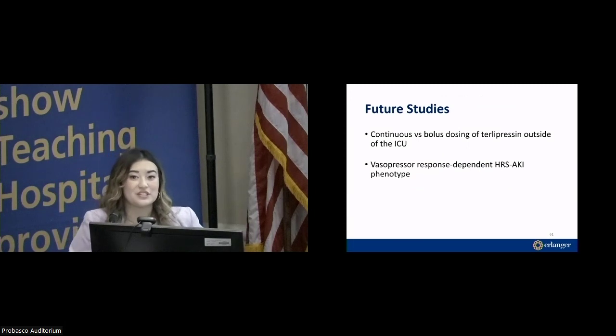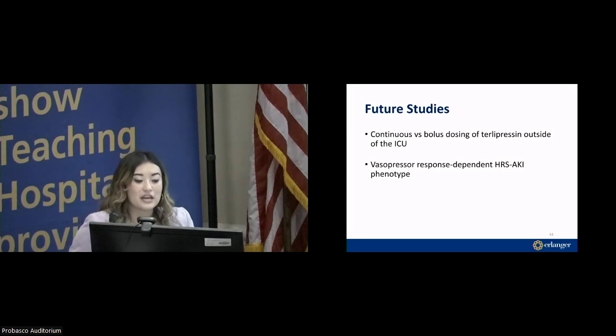As we look at future studies and what they might bring to the table as we think about these patients, I would recommend that we look further into continuous versus bolus dosing of terlipressin given outside of the ICU. We noted that patients who received CIV administration of terlipressin had higher rates of volume overload in the previous meta-analysis I reviewed. However, this was done in the setting of the ICU.